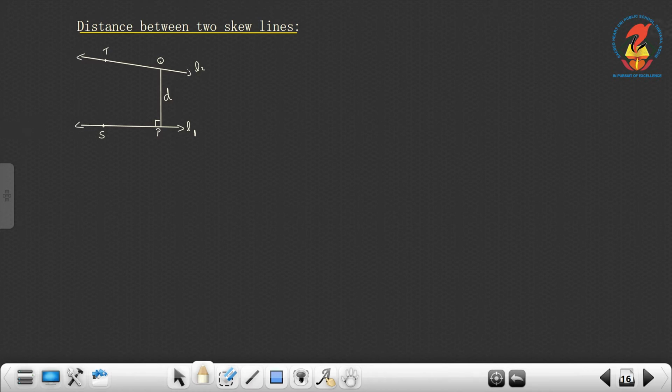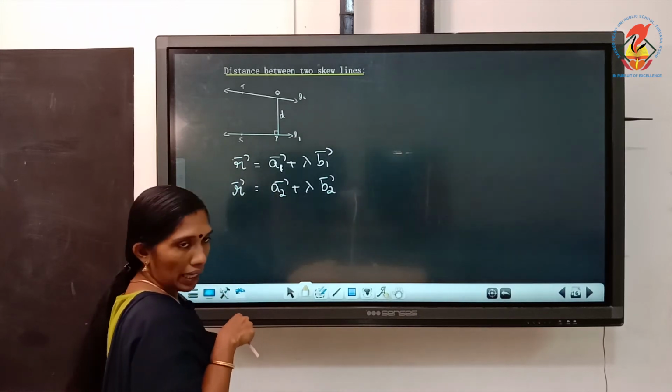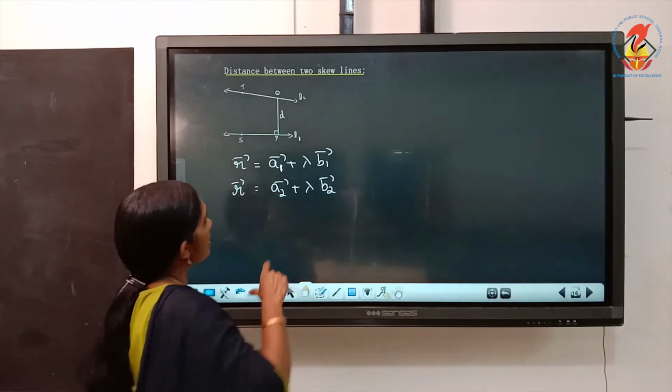Now the equation of L1: we have vector form and Cartesian form. First I write the vector form. Equation of L1: vector r is equal to vector a1 plus lambda vector b1. So L1 passes through the point whose position vector is a1 and is parallel to vector b1. Then the second line L2, its vector form is vector a2 plus lambda vector b2. So L2 passes through the point whose position vector is a2 and is parallel to vector b2. Now what is the distance between these?